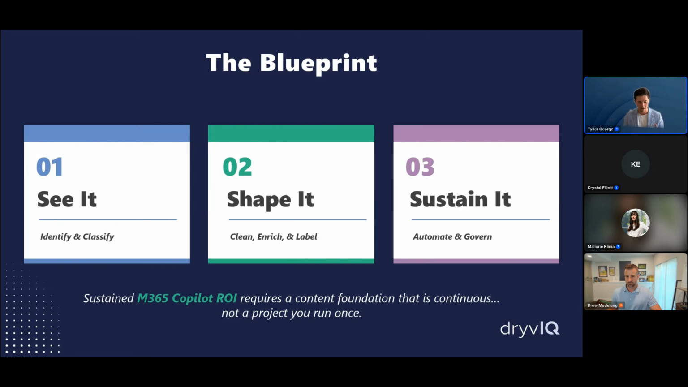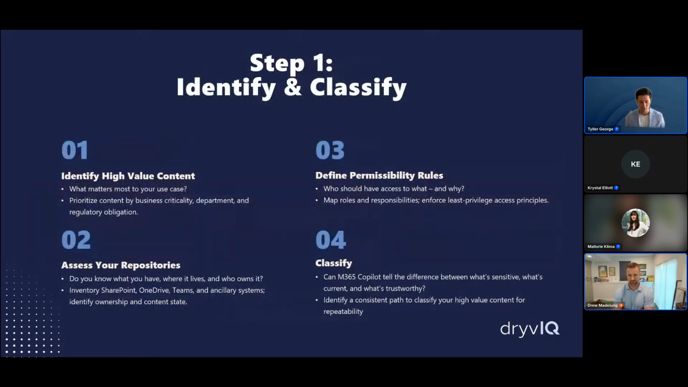Shaping is developing an actionable plan to cleanse, enrich, or label our content so it becomes more relevant, trustworthy, and overall AI ready. And then lastly, it's about sustaining. You make sure you have the controls, the automation, and the governance in place so that you have an operating model that can fit, and not just a one-time cleanup. So this blueprint is looking to do 2 things at once. First, let's address the content quality issues that we have that may have affected Copilot. And then let's build the foundation needed to protect AI ROI going forward.